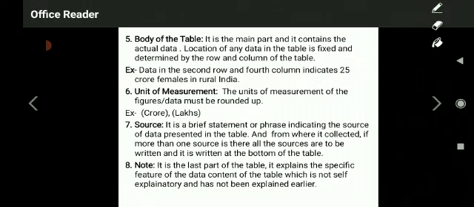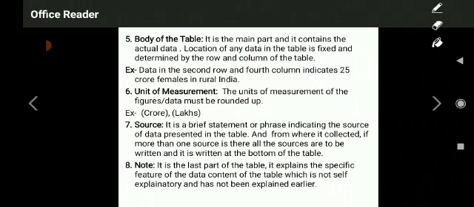Now coming to the next one, that is source. Source is a brief statement or phrase indicating the source of data presented in the table and from where it was collected. If more than one source is there, all the sources are to be written and it is written at the bottom of the table.